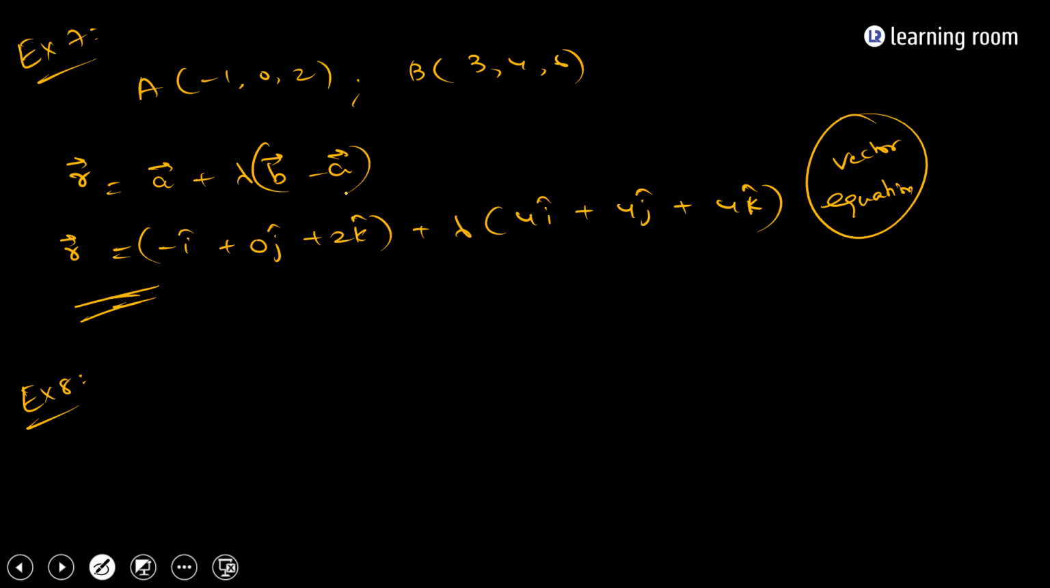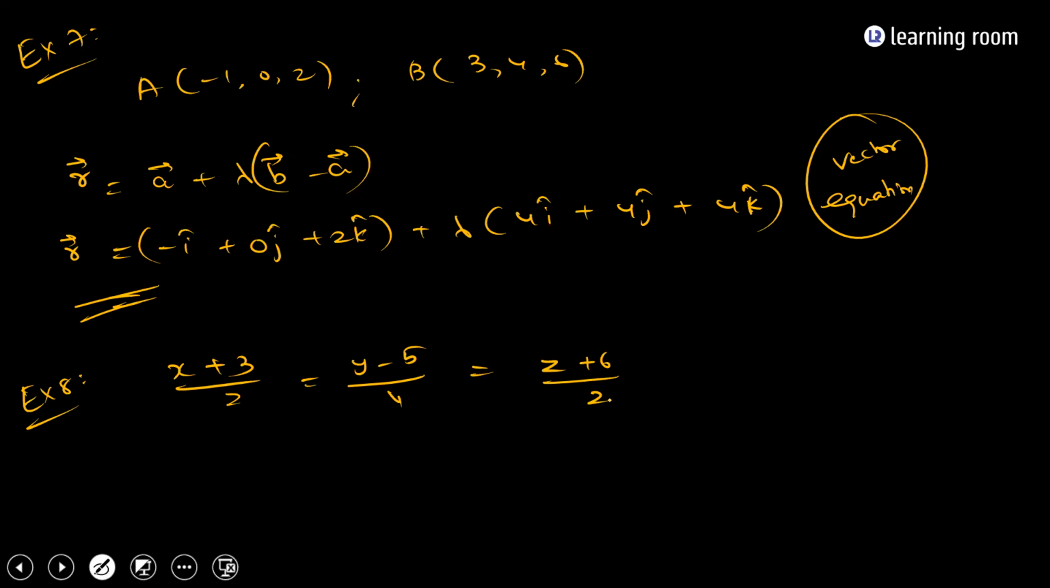So example 8, what is the question? What is the equation they have given? Can someone read it? (x plus 3) by 2 is equal to (y minus 5) by 4 is equal to (z plus 6) by 2. Okay. So they have given this as the Cartesian form. Now you need to find the vector form.